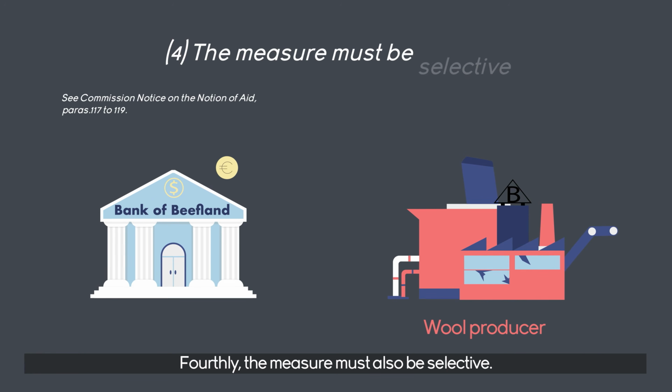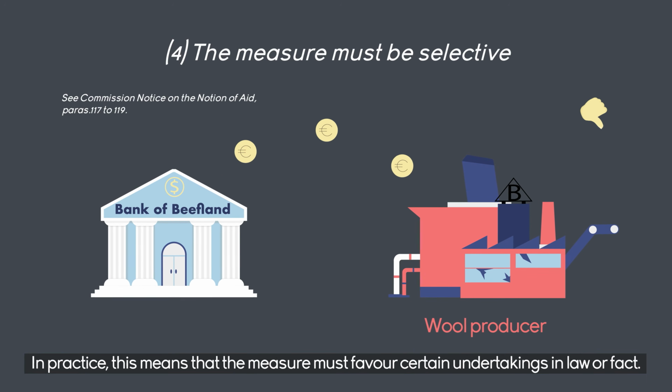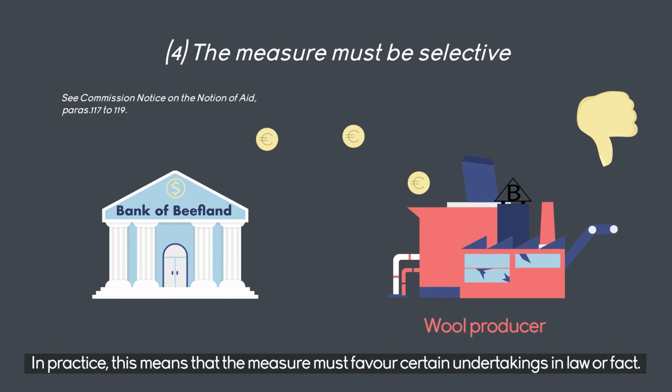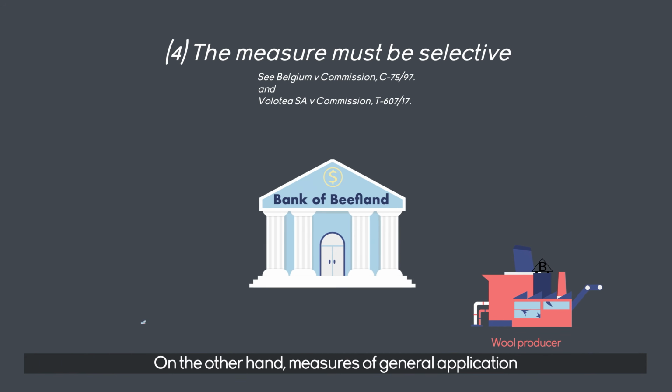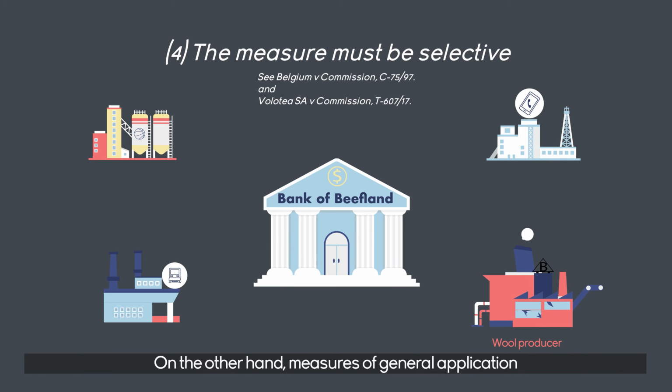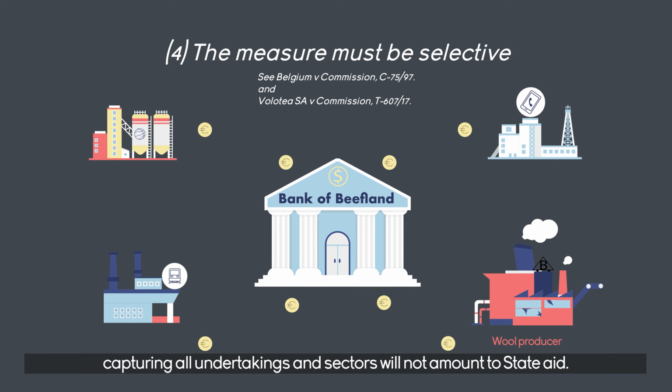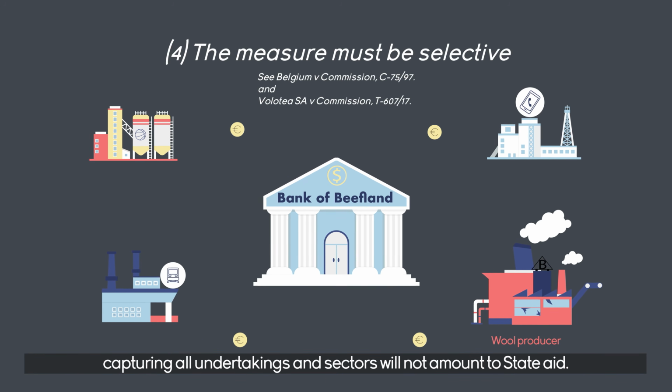Fourthly, the measure must also be selective. In practice, this means that the measure must favor certain undertakings in law or fact. On the other hand, measures of general application capturing all undertakings and sectors will not amount to state aid.